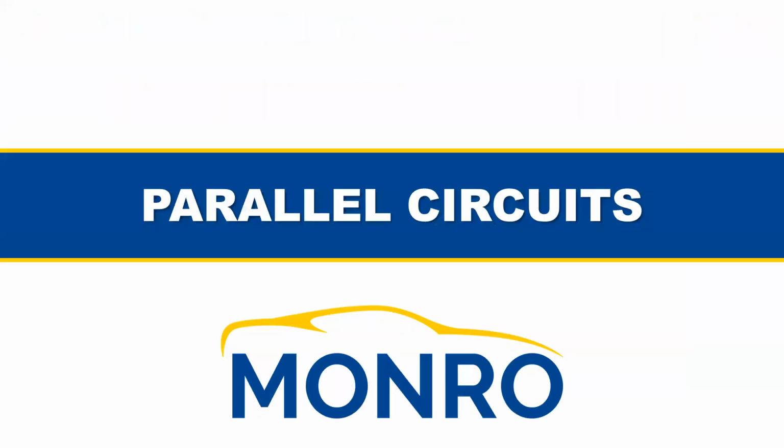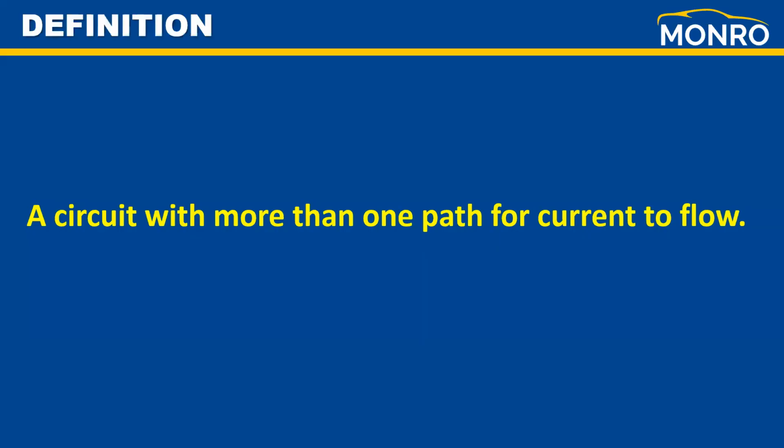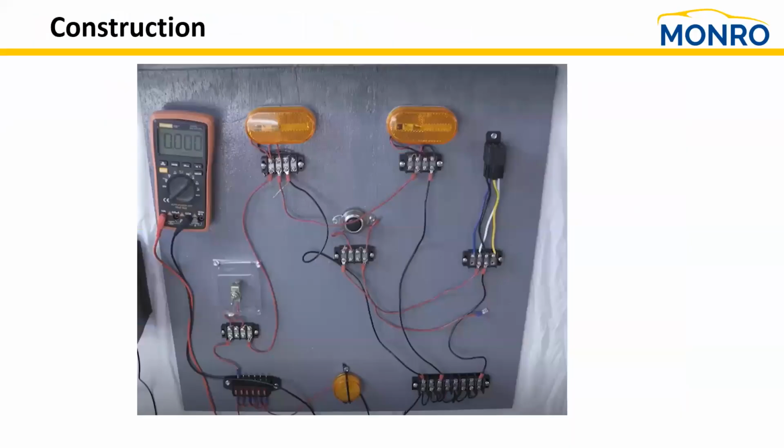So how else could we build a circuit? We could build a circuit in parallel, which is what most of the circuits that you're going to be dealing with in automobiles are today. So the first thing we'd have to do is define a parallel circuit. And by definition, a parallel circuit is nothing more than a circuit with more than one path for current to flow. Let's take a look at how that's constructed.